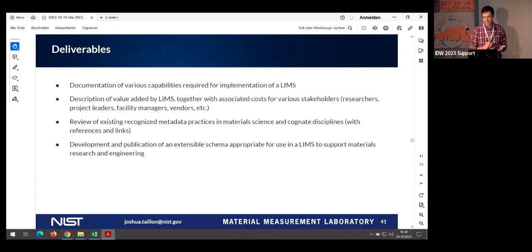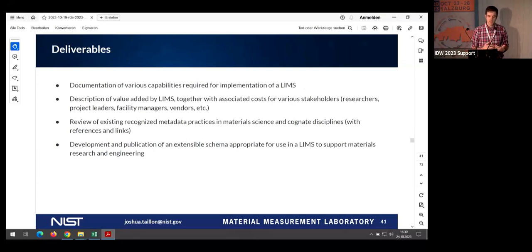We're going to try to deliver a few things in this effort. This is still sort of an introduction slide, so we don't really have any deliverables to share with you at this moment, but we will be documenting the various capabilities that are required to implement a LIMS at your institution. And we'll be doing this from the perspective of various stakeholders, from the individual level all the way to perhaps a large institution level. So we want to be able to tell people what they will need if they want to implement a LIMS.